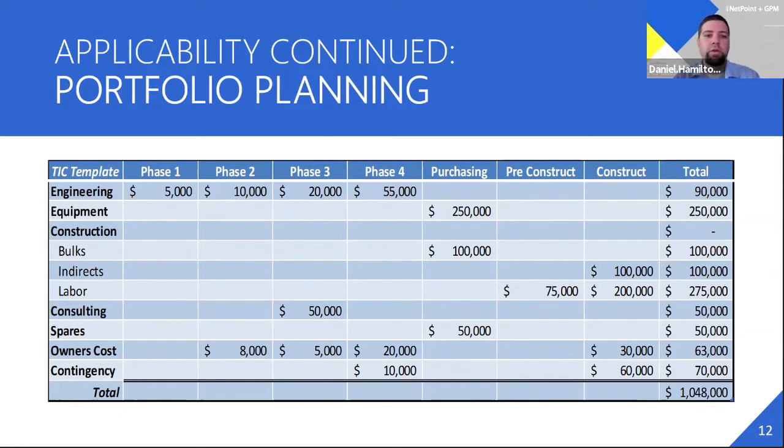So here, I just wanted to show you the first step to getting to a NetPoint schedule. This is a template, a distribution template, where you enter a value of a project and it distributes it over the phases of the project. As you can see at the top there, phase 1, 2, 3, 4, 5, purchasing, construction, all have dollar values that we take from this template and load into a NetPoint schedule.